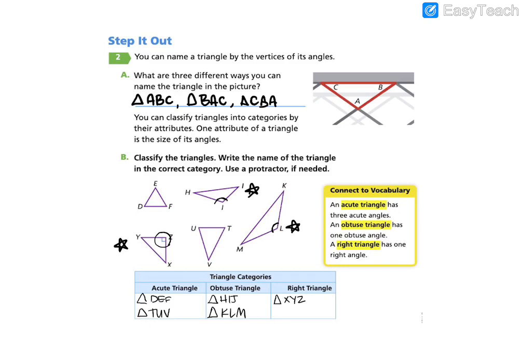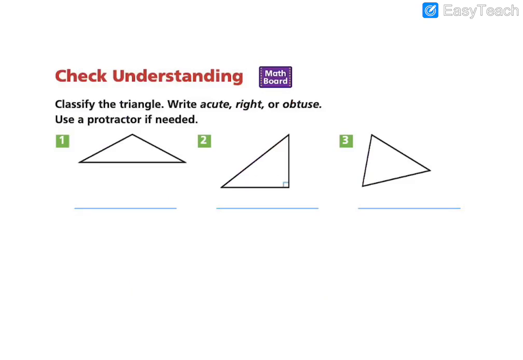Pause the video if you need any more time. All right, go ahead and label your triangles. Pause the video and press play to check your work.